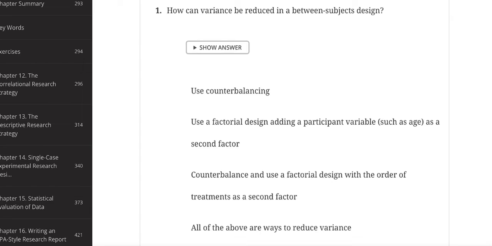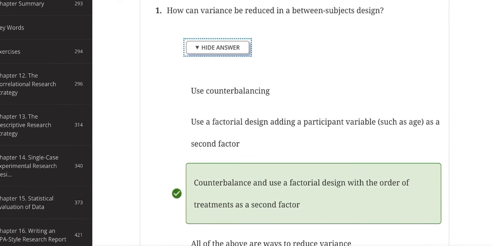Question 1 says, how can variance be reduced in a between subjects design? And remember, we just talked about this, that for between subjects design, the variance that we're worried about is within the groups. And so we can add a participant variable like age as a second factor to reduce the effect of people being different ages or whatever they are affecting the variance.